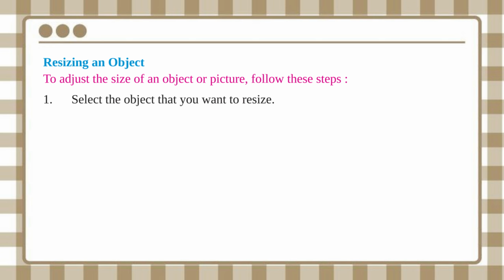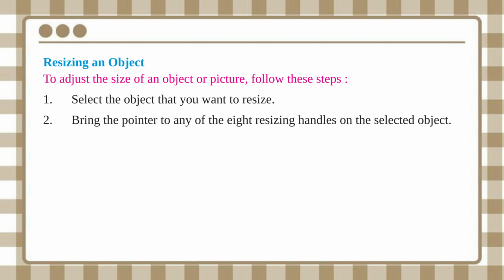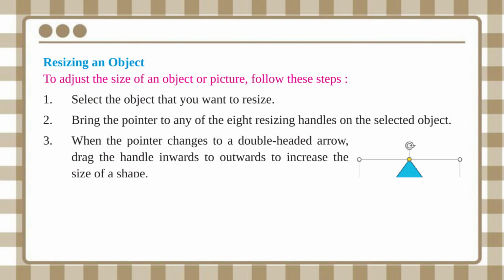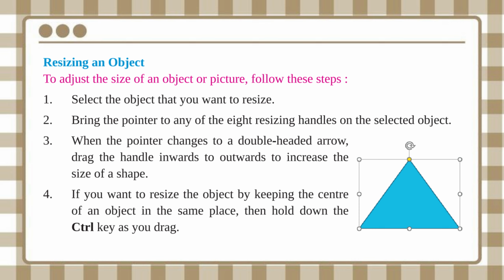Resizing an object. To adjust the size of an object or picture, follow these steps. 1. Select the object that you want to resize. 2. Bring the pointer to any of the 8 resizing handles on the selected object. 3. When the pointer changes to a double-headed arrow, drag the handle inwards or outwards to increase the size of a shape. 4. If you want to resize the object by keeping the center of an object in the same place, then hold down the Control key as you drag.